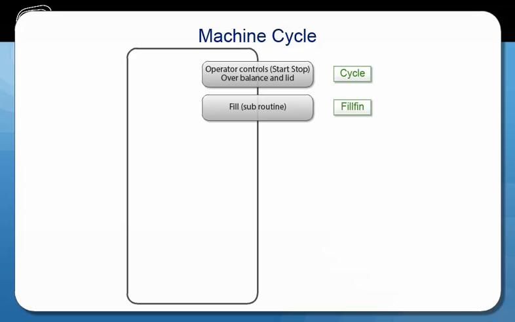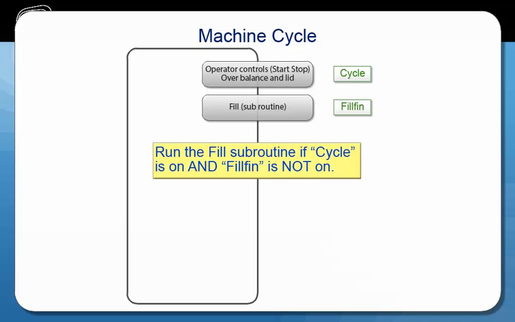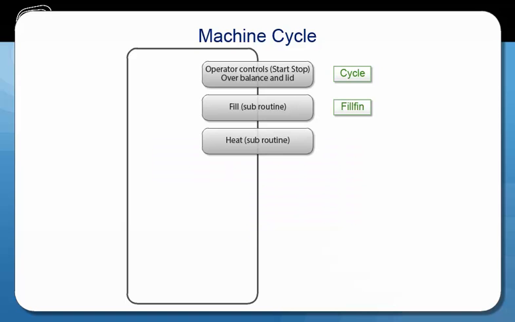We can turn on the variable fill fin when the fill cycle is complete. You can write a sentence. Run the fill subroutine if cycle is on and fill fin is not on. When the fill is complete, run the heat cycle. When the heat is complete, turn on the heat fin variable.